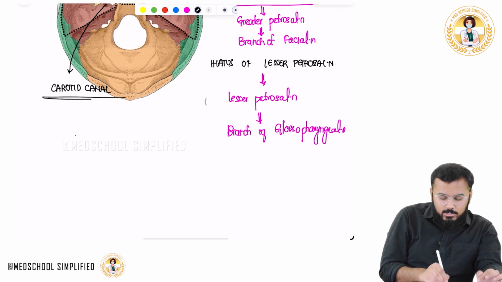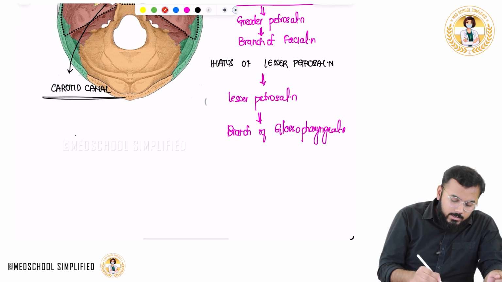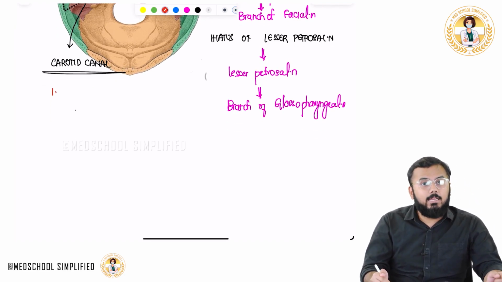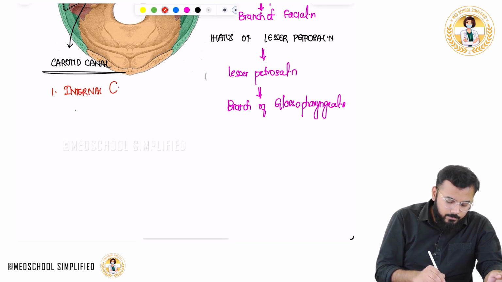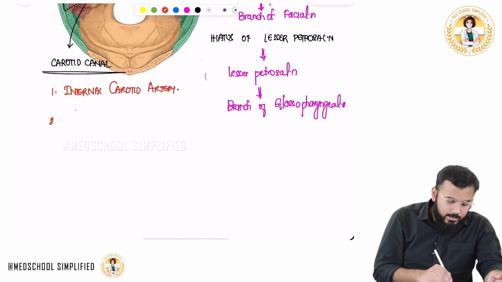So let us see what are the structures that are passing through this carotid canal. Why is it called the carotid canal? Because there is an artery called the internal carotid artery which enters into the cranial cavity through this foramen. One is the internal carotid artery. After the internal carotid artery, the second one is the deep petrosal nerve.